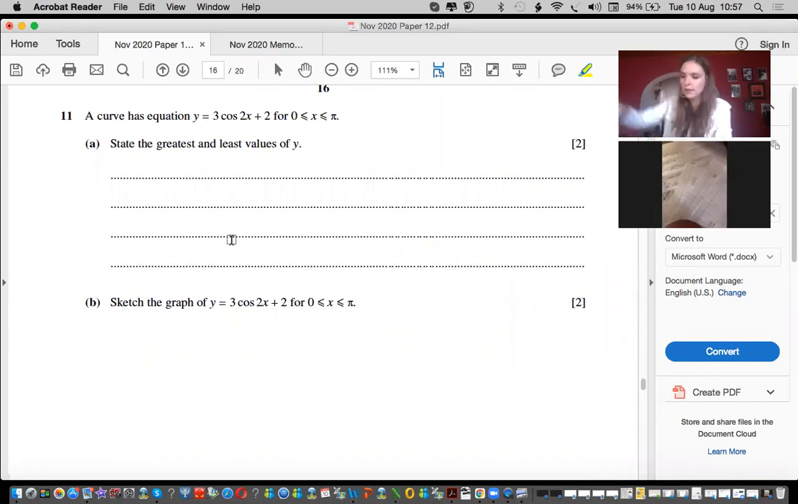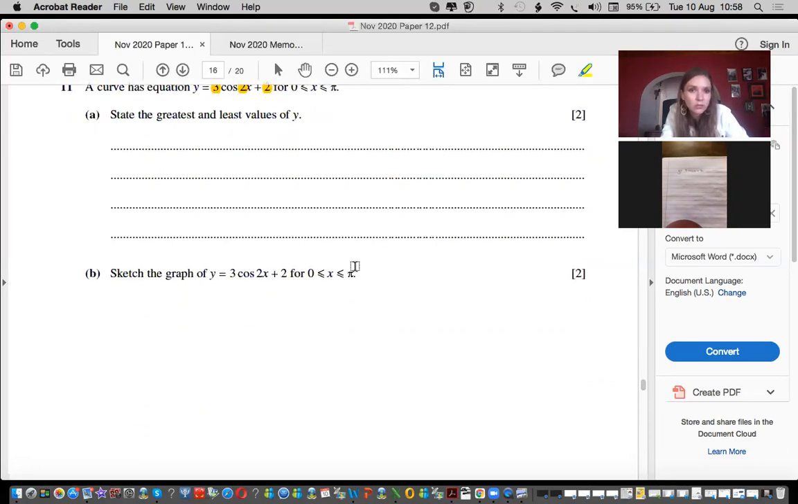A curve has that equation. So we're working with 3 graphs. A curve has that equation: y equals 3 cos 2x plus 2. Already what I'm noticing here: amplitude change of 3, so it went 3 up, 3 down. So negative 3 and 3 would have been my maximum and minimum. Period change of 2, which means it would take 180 degrees to make 1 wave, 2 waves in 360. And it moved 2 units up, and they want you to work in radians up to 180 degrees or pi radians. State the greatest and least values of y.